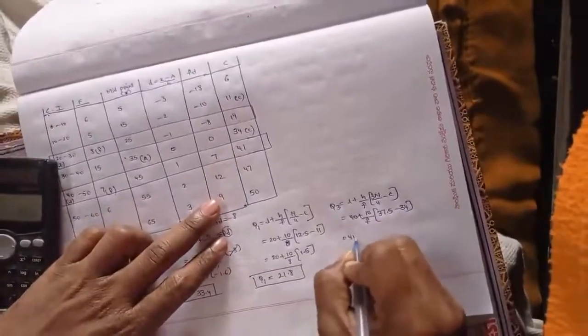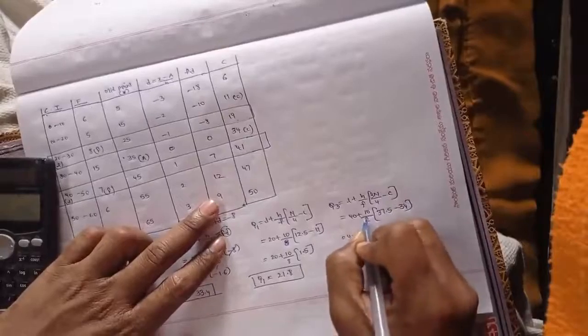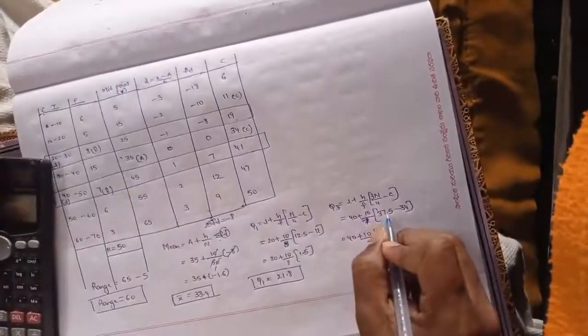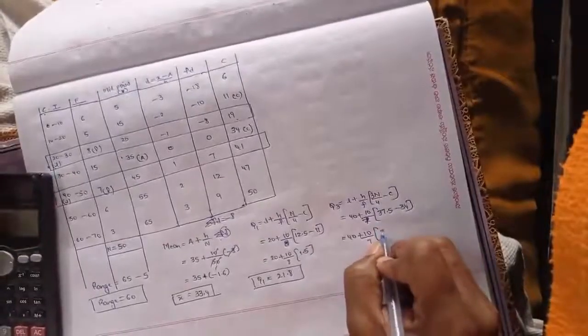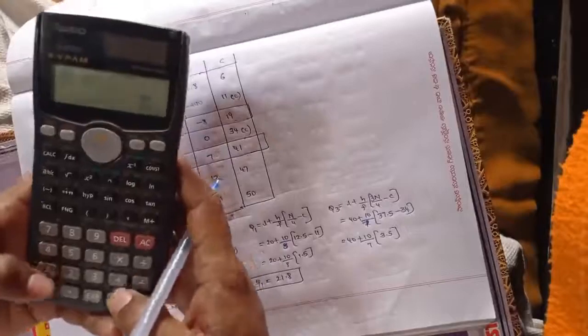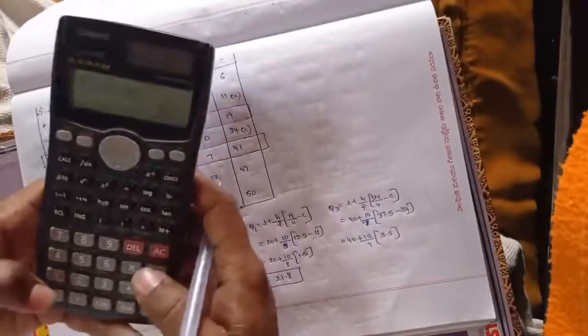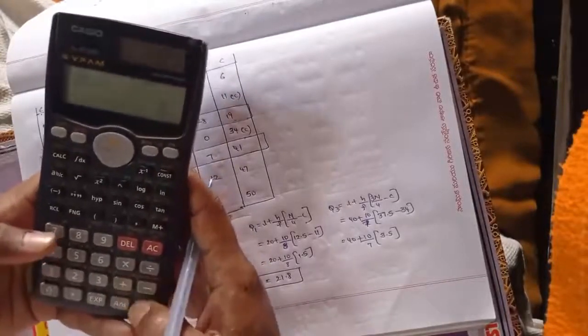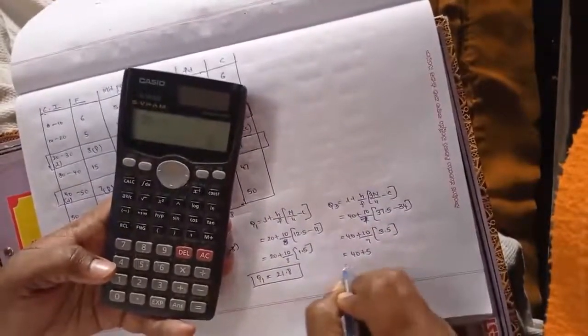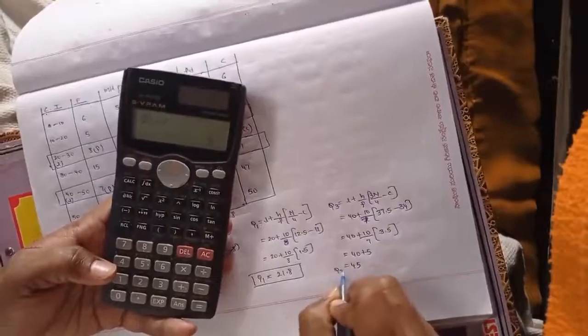So now solve it. 10 by, here it is 7, right? 7 of 37.5 minus 34, it is 3.5. So 35 divided by 7, it is 5. We will get 40 plus 5 is equal to 45. So Q3 we got as 45.